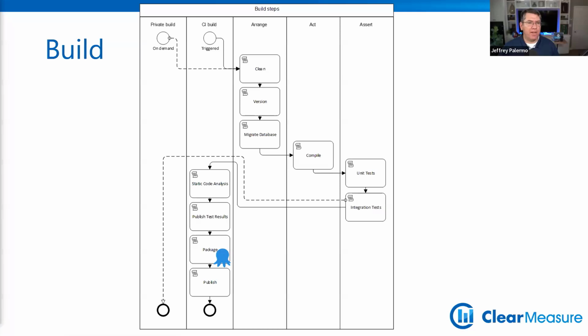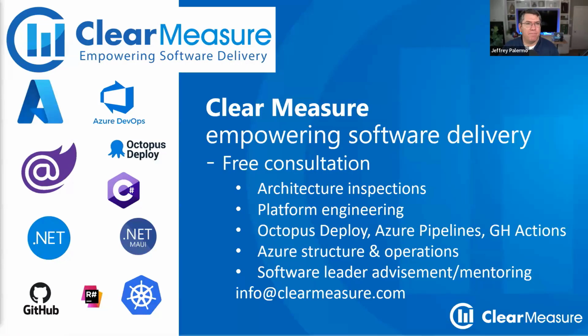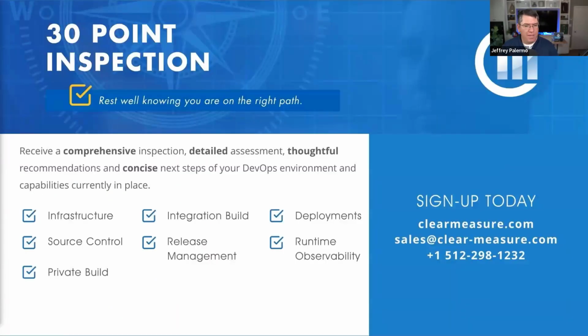And as we close up, we've got tons of success stories. We've got plenty of testimonials on our websites. We like to see our clients with a fully empowered and effective software team. And we want you to be a world-class team and be awesome at delivering software. The best way to start, if we can help, is with our 30-point inspection. We want you to rest well, knowing that you're on the right path.